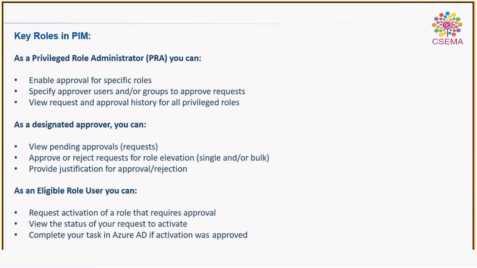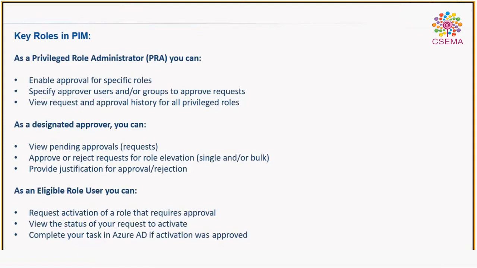So if you are an approver, you will be able to view pending approvals, approve or reject, and provide justification. As an eligible role user, you can request activation, view the status of your activation, and complete your task. So these are the three different layers. The super layer is the privileged role administrator. Under that, you delegate to designated approvers, and the last is the eligible role, which is the person who will be performing the task, right?